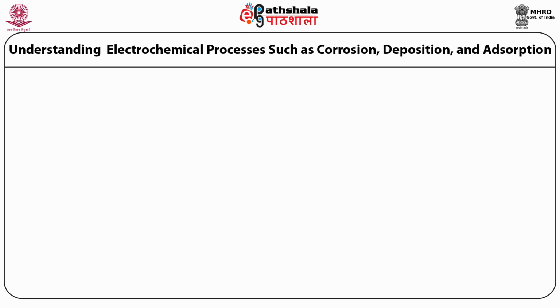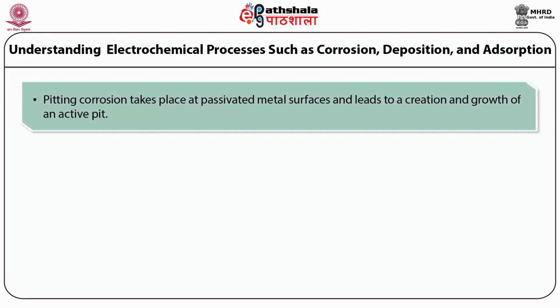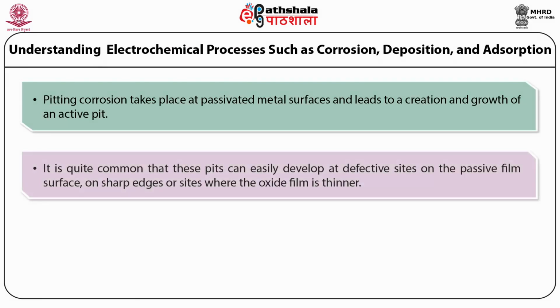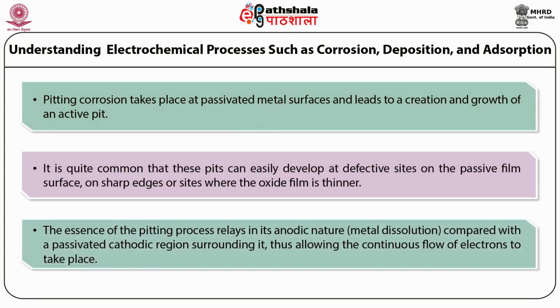So all these can be studied with the help of this technique, but pitting corrosion, which is the most dangerous form of corrosion, takes place at passivated metal surfaces and leads to the creation and growth of an active pit. It is quite common that these pits can easily develop at defective sites on the passive film surface, on sharp edges, or sites where the oxide film is thinner. It also forms on sites where the oxide film is slightly damaged, and that leads to the formation of pits. The essence of the pitting process relies on its anodic nature, that is, the metal dissolution reaction, as compared with a passivated cathodic region surrounding this, thus allowing the continuous flow of electrons.